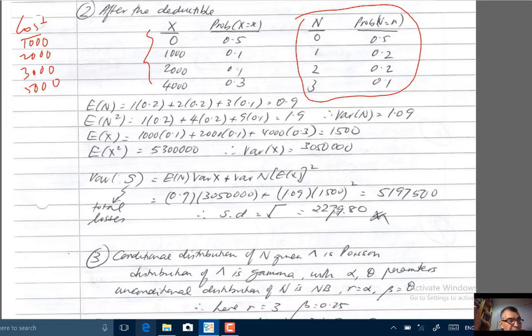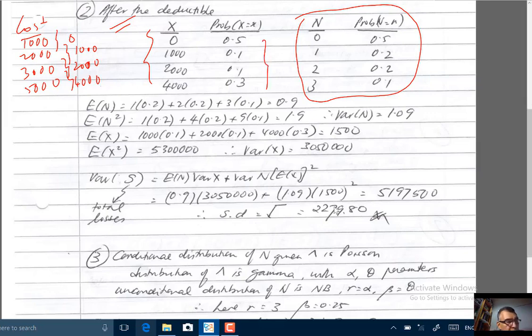Because we have a deductible of 1,000, the insurer will be responsible for 0 for this one, 1,000 for this one, 2,000 for this one, and 4,000 for this one. After the deductible, these are the values X can take: 0, 1,000, 2,000, and 4,000 with the corresponding probabilities 0.5, 0.1, 0.1, and 0.3. We're looking for the standard deviation of the insurer's losses for this year.